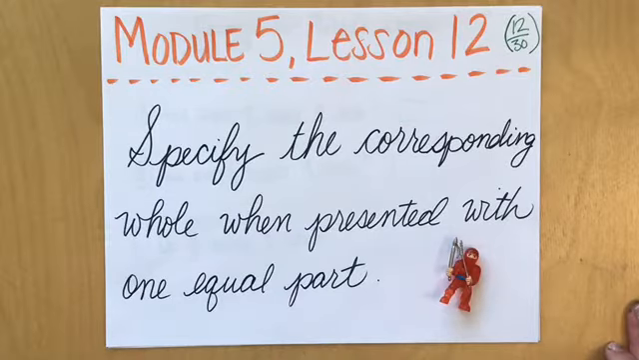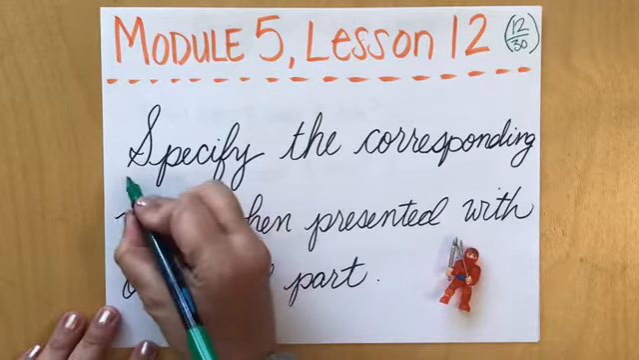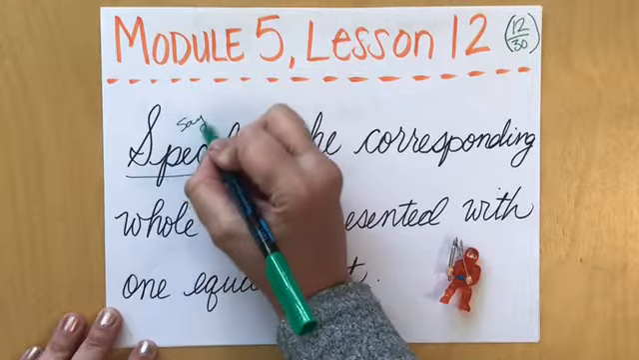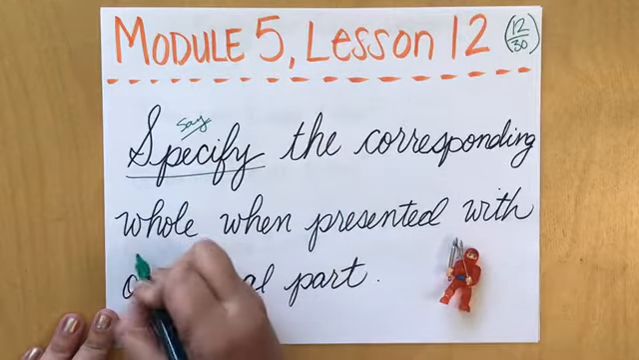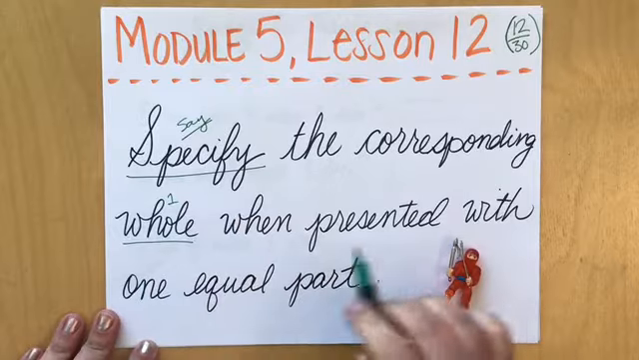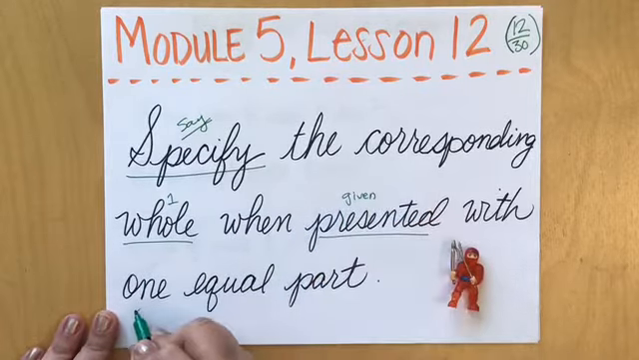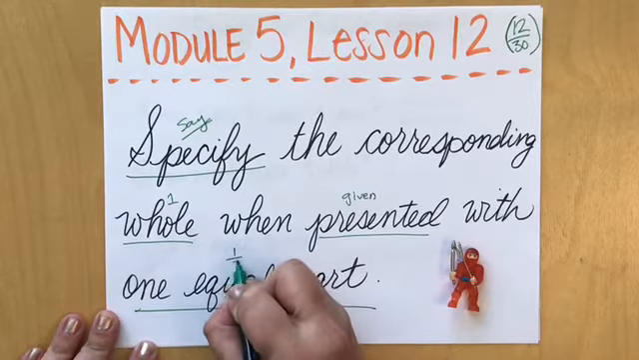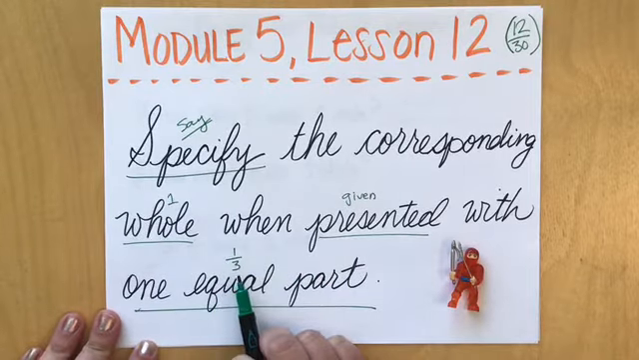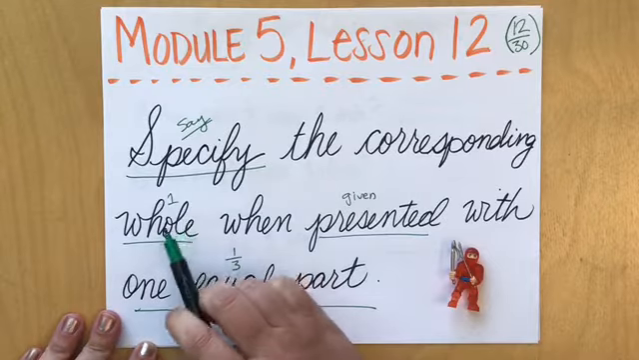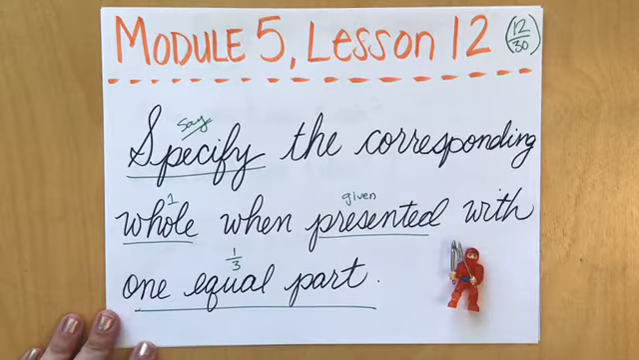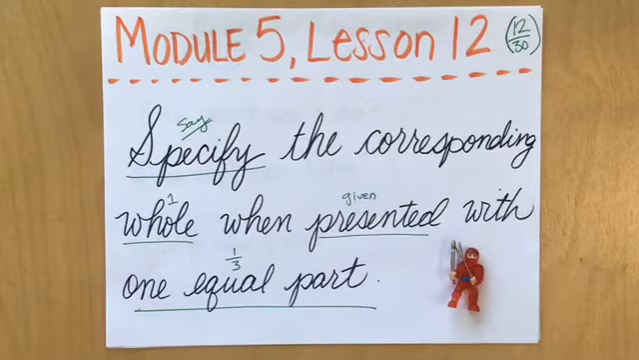Essentially, you're going to say what the corresponding whole, the one whole, is when you're given one equal part. So if I say, here is 1/3 of the cake, what did the whole look like before I gave you 1/3 of the cake? You're going to have to think about what the whole is just by looking at the unit fraction given to you. It's pretty fun.